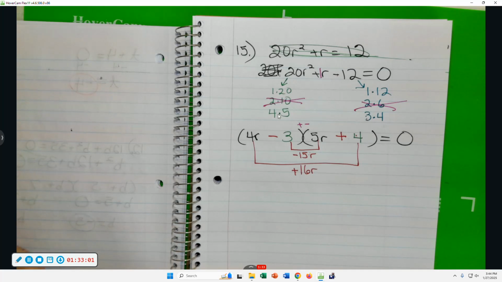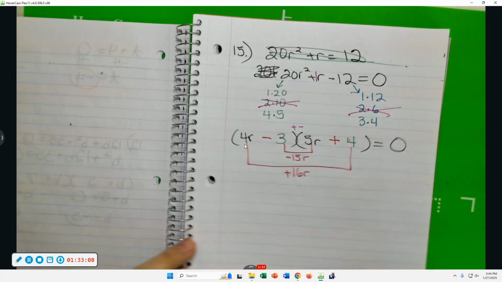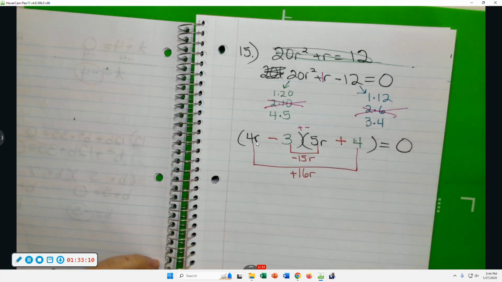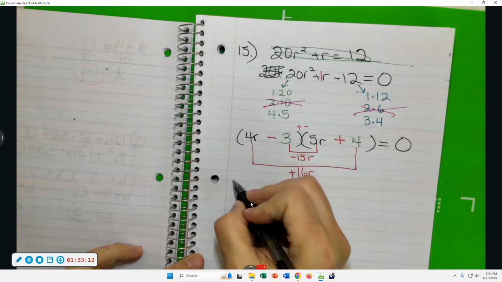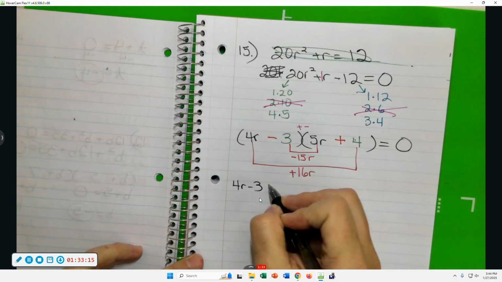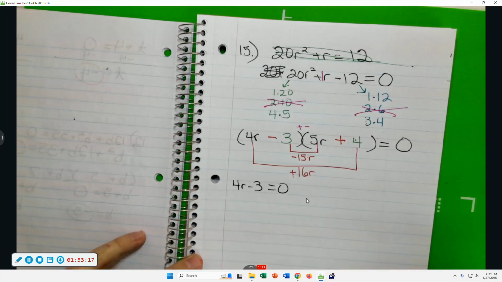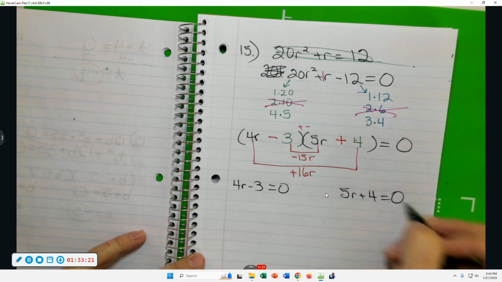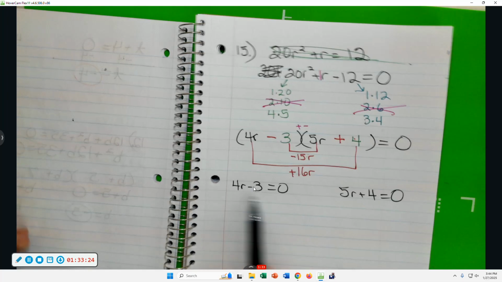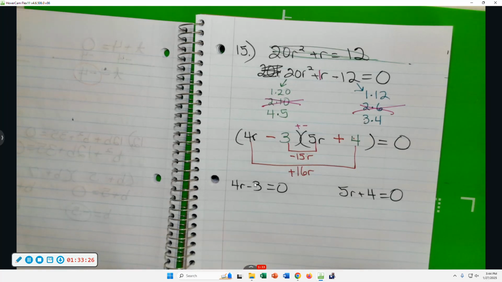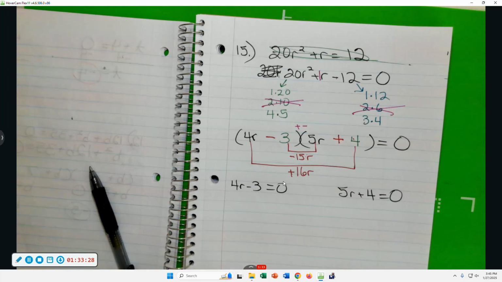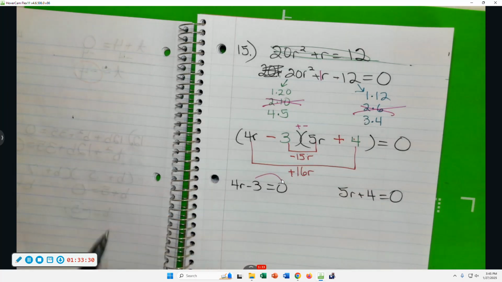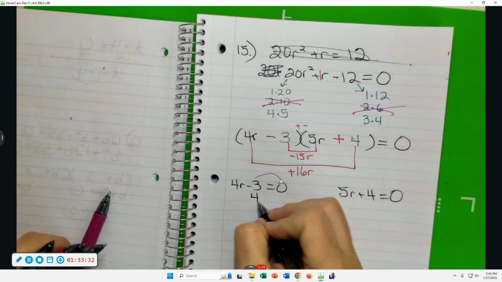So, yeah. But anyway, you're not finished. We're not through. Y'all are waiting. I was thinking I was through. What do I have to do? 4R minus 3, okay, zero. Set each factor equal to 0. 4R minus 3 equals 0, and 5R plus 4 equals 0. What do we do here first? We're solving 4R minus 3 equals 0. We're moving that 3 over. That'll become 4R equals positive 3.